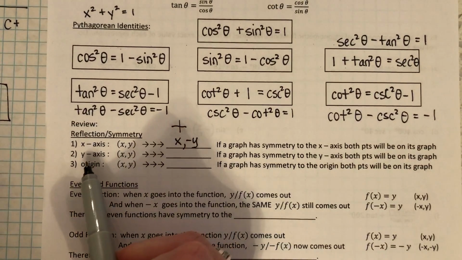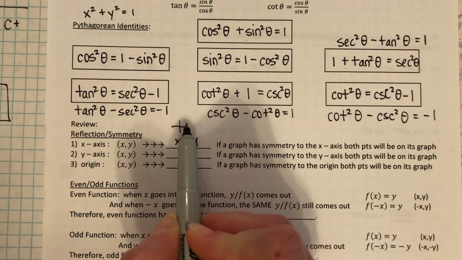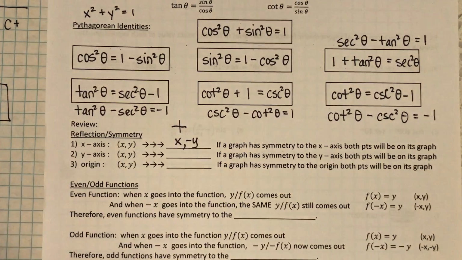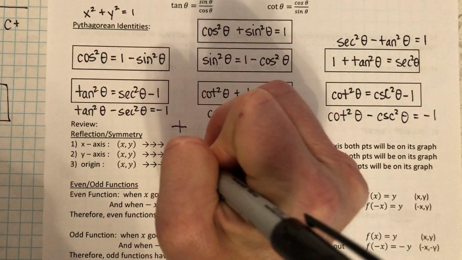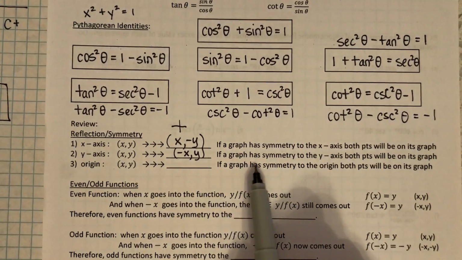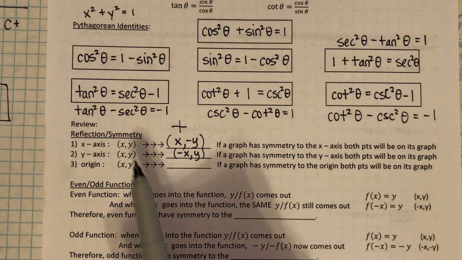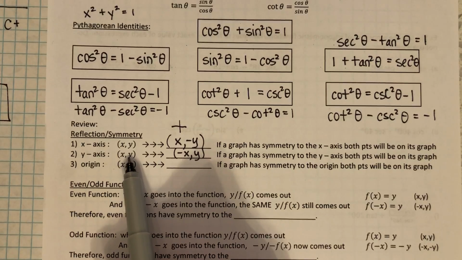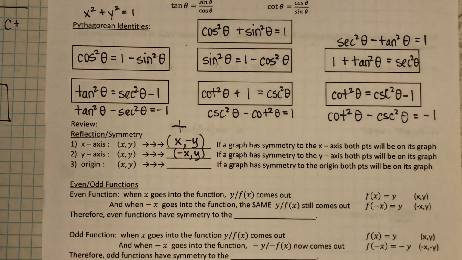All right, well, what if you have symmetry or you are reflected over the y-axis? Well, if you take something and reflect it over the y-axis, then the x-coordinate changes, and then it becomes the point the opposite of x comma y. Okay, so if your graph has symmetry to the y-axis, then both of these points will live on its graph. For every xy that lives on its graph, there is a negative xy that lives on its graph when you have symmetry to the y-axis.